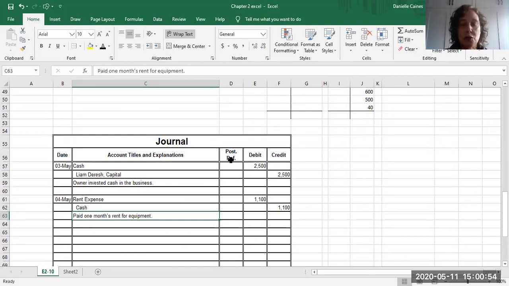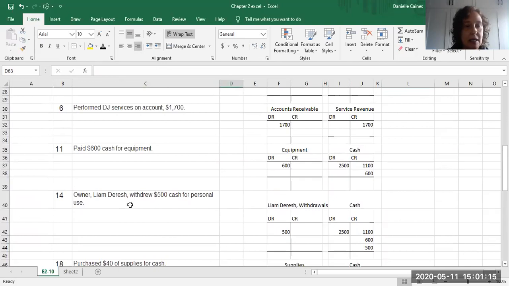And also notice we're not doing anything for the posting reference. We don't update the posting reference until we post these to our general ledger. So this is the journal that we're using, we're putting our entries in right now, the book of the original entry. And then only when we post them to our ledger do we put in the post reference.